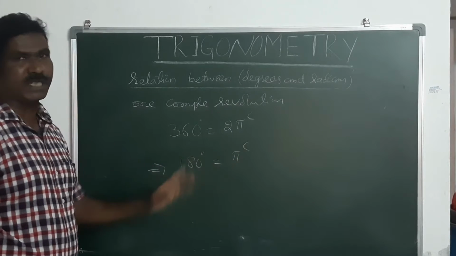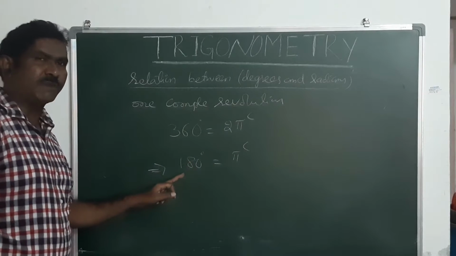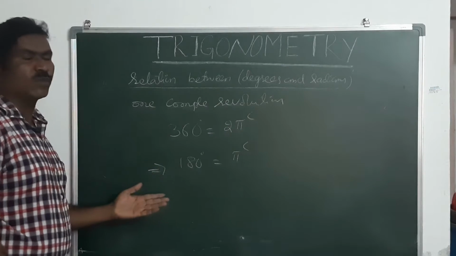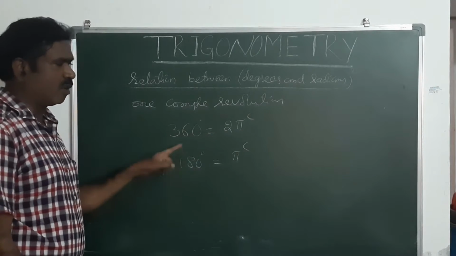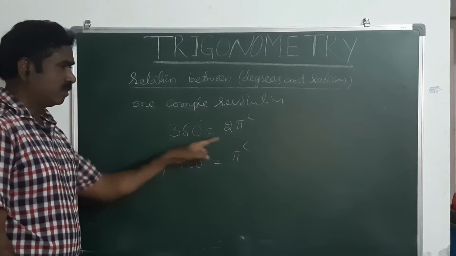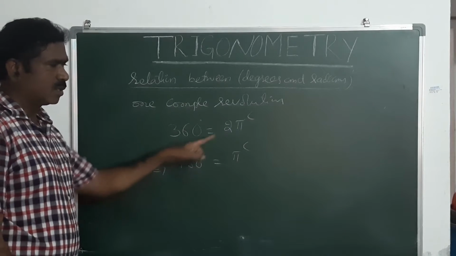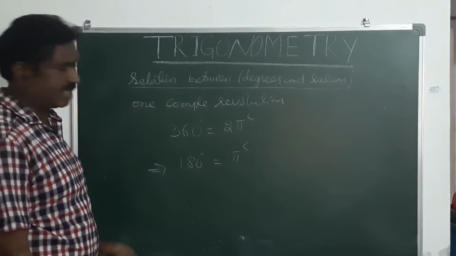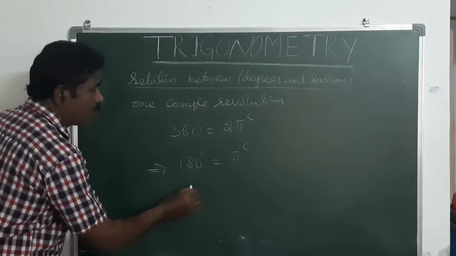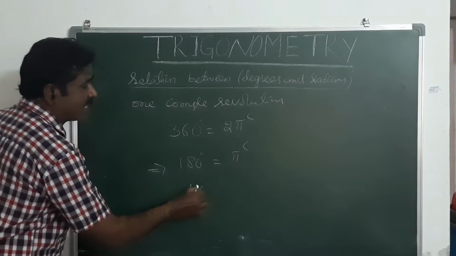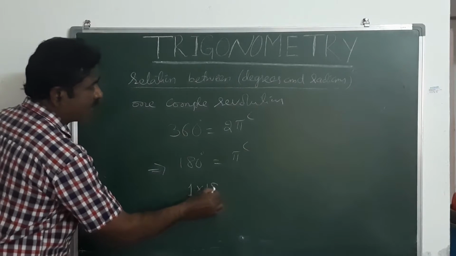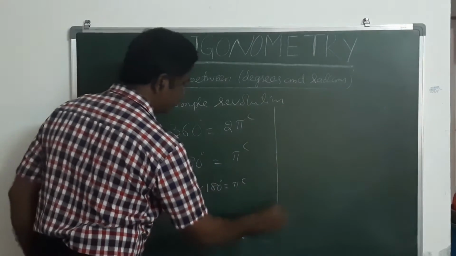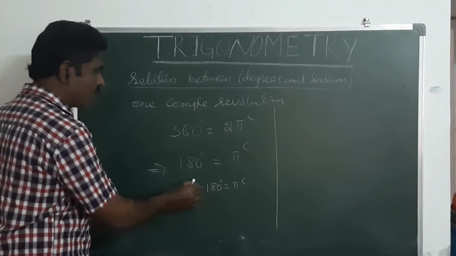And the degrees in terms of radians. Now on the left side we have degrees. How did we get this? We just divide by 2 on both sides and you will get this. Right? Now, 1 degree: to understand simply, 1 into 180 degrees equals pi radians.